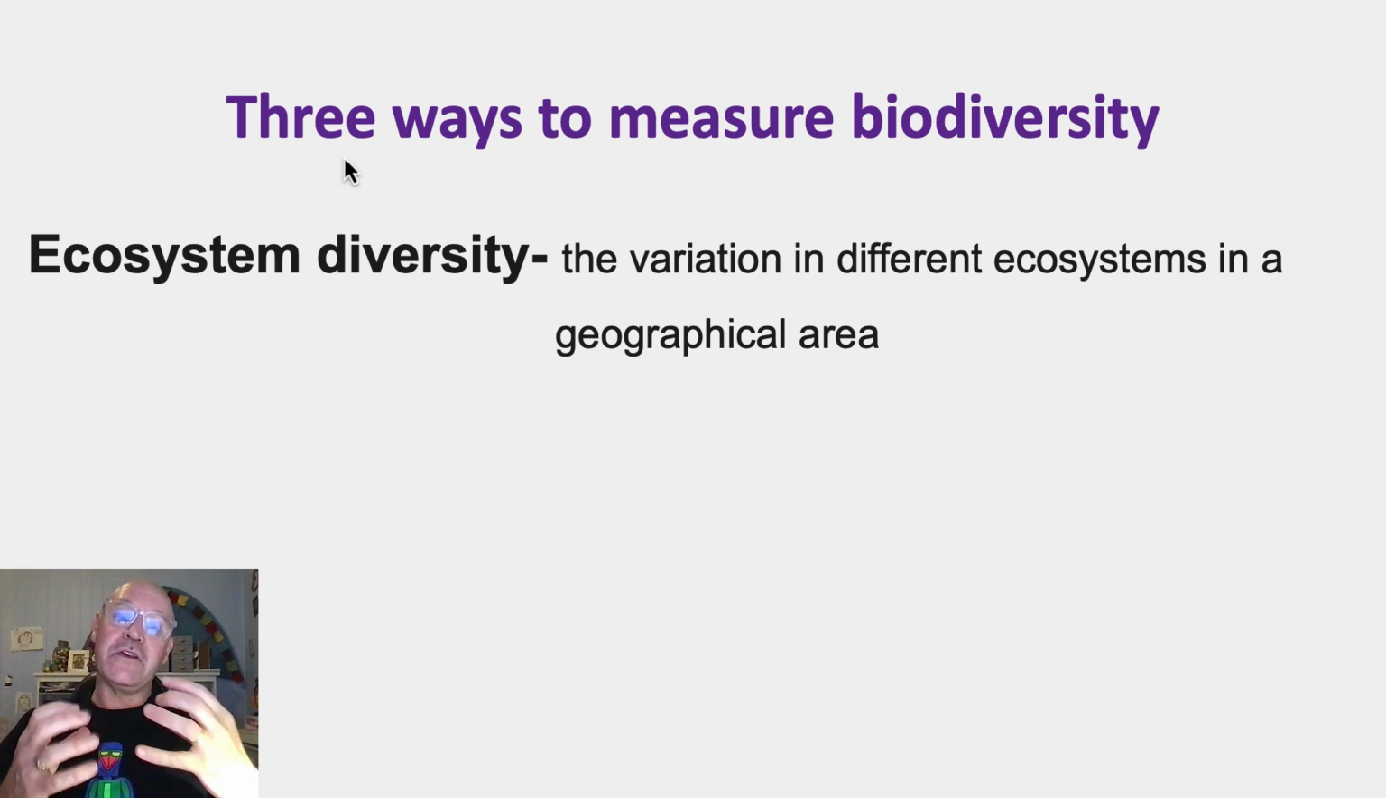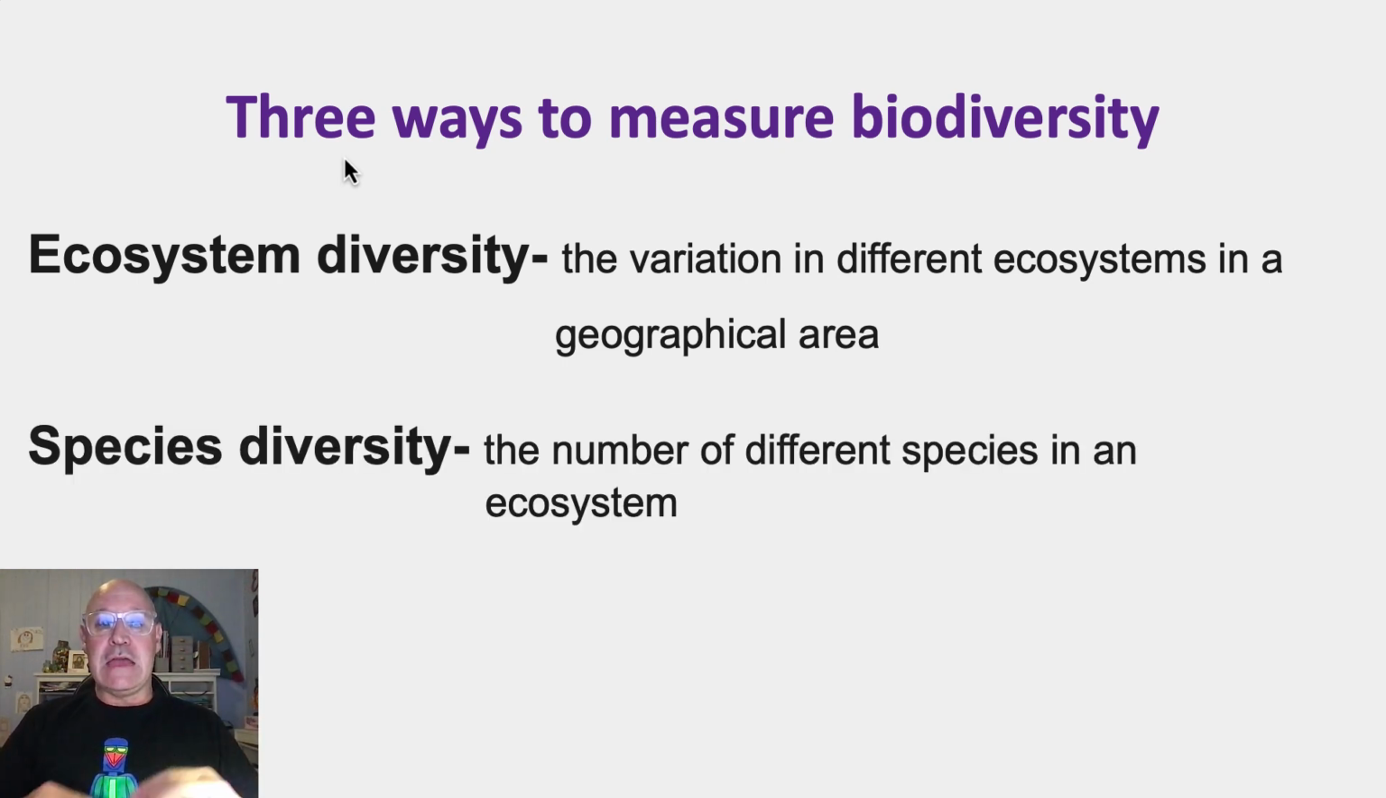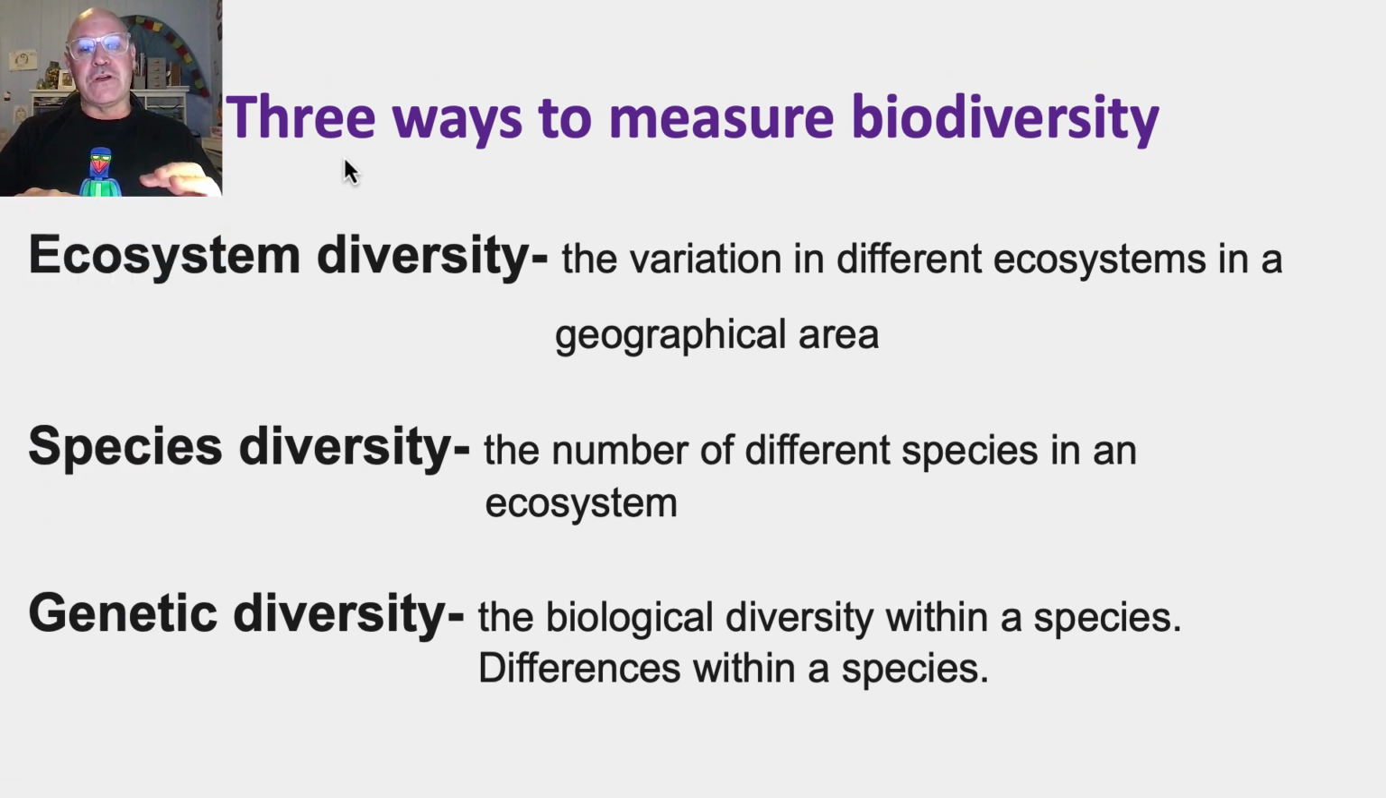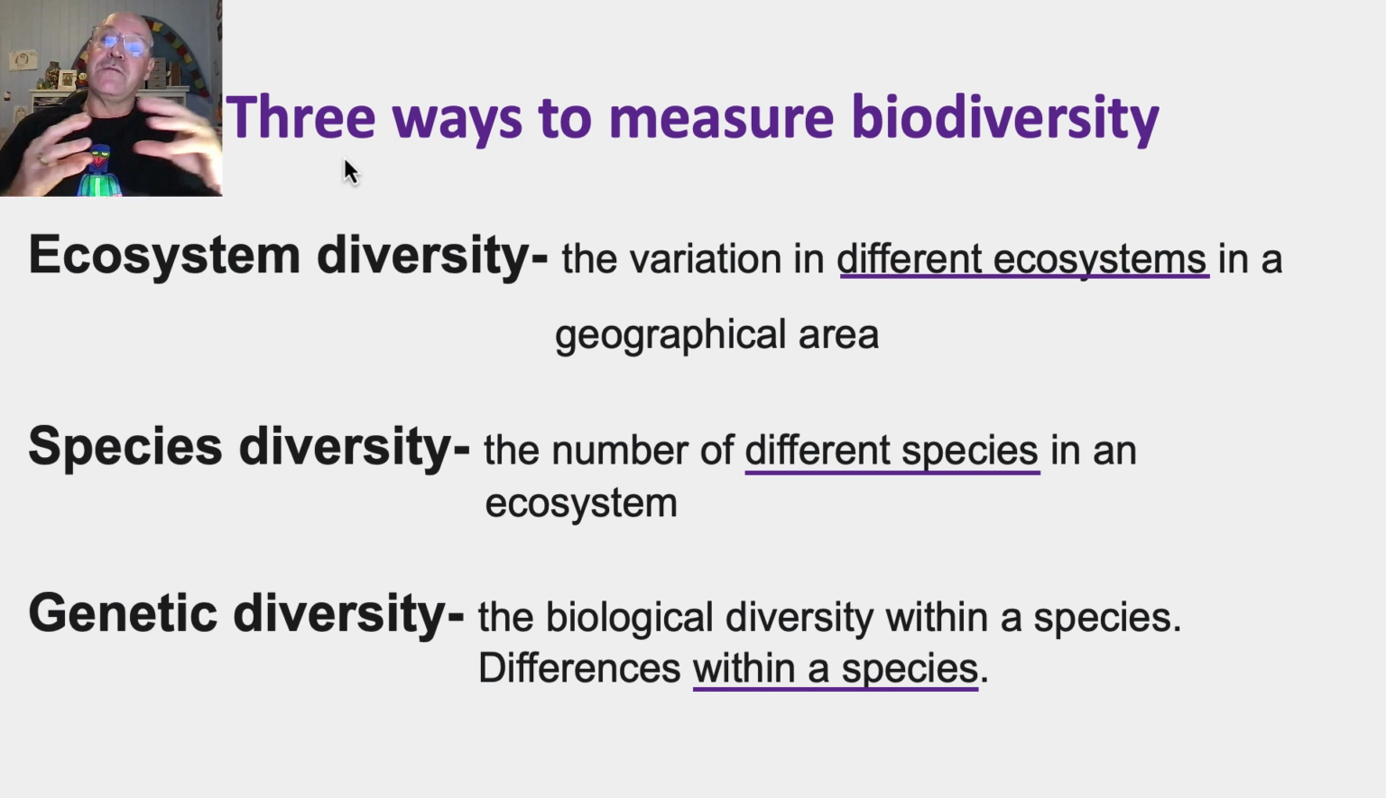Ecosystem diversity is variation in different ecosystems in a geographic area, or variations within the same ecosystem. And species diversity is the number of different species in an ecosystem, whereas genetic diversity is actually differences within a species. So variation in the genetics of the organisms within a species. Ecosystem diversity is different ecosystems. Species diversity is different species. And genetic diversity is differences within a species.